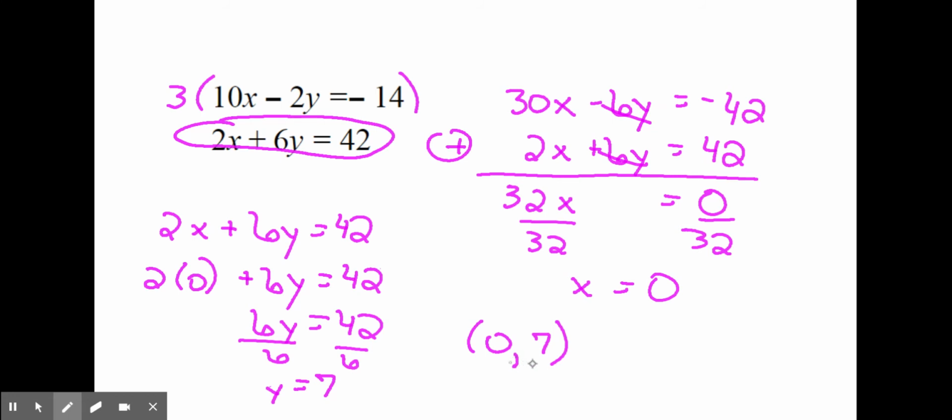Now, just out of curiosity, (0, 7) is on the y-axis, right? So these two lines intersect at their y-intercept. If we were to graph these two lines, the y-intercept would be 7 for both of them. That's where they intersect.